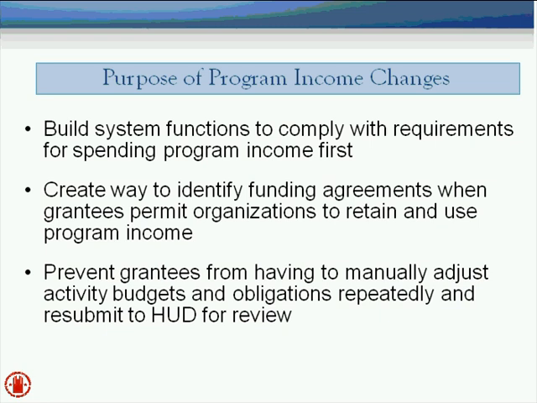There's going to be a lot of work required up front to make sure this is all set up correctly, but hopefully in the long run it's going to mean less work in terms of always going in and making those adjustments. The main avenue for that, which we're going to cover a little bit, is how activity budgets and obligations now include both program income and program funds, instead of just program funds as they did in the past.